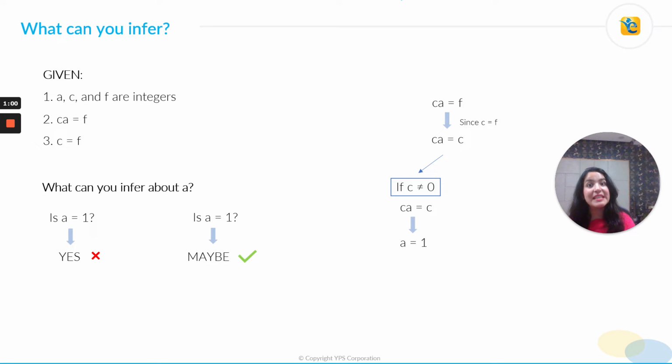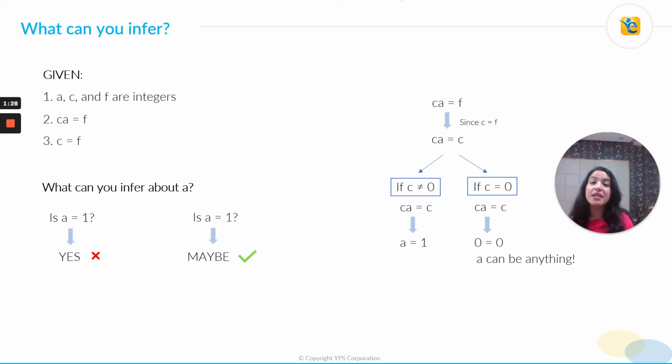But if C is 0, which is also a possibility, nowhere in the question did it say that C is non-zero or just positive or just negative. Never make those assumptions and consider all cases. If C is 0, then this equation really is saying 0 equal to 0. That's obvious. Does A have anything to do here? Is there a specific value of A that will make 0 equal to 0? No. That means A here can be anything.